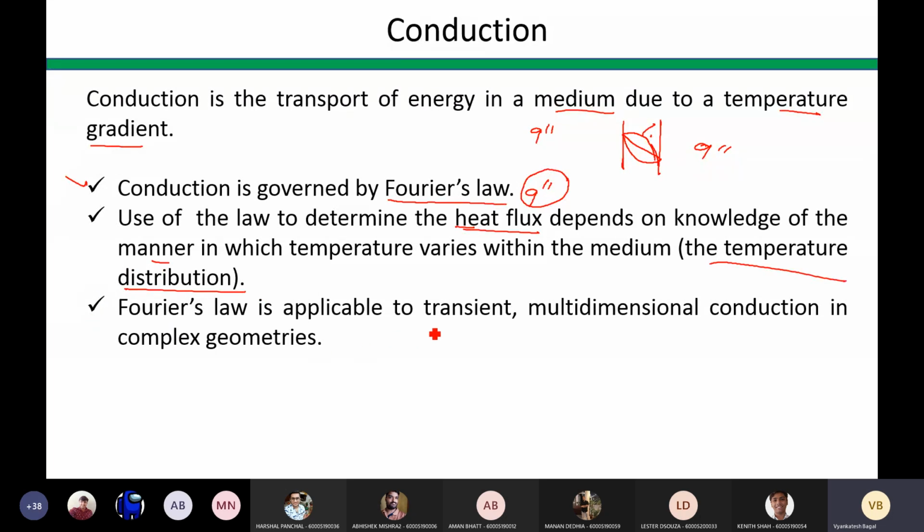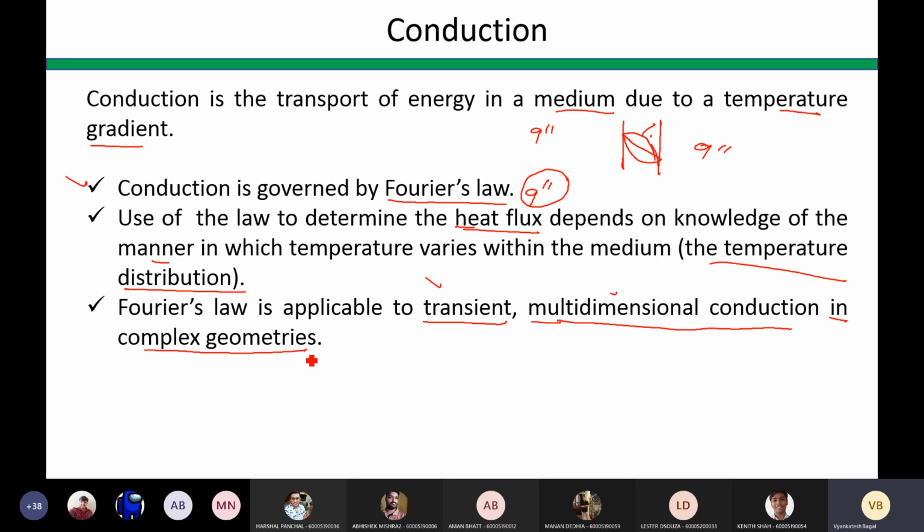Now the last point. Fourier's law is applicable to transient. It is not just applicable for steady state situations. It is applicable for the time dependent situation as well. So Fourier's law is applicable to transient, then multi-dimensional conduction. So don't restrict the application of Fourier's law to the simple case like one-dimensional heat conduction. It is applicable for multi-dimensional conduction and that too in complex geometries, right?